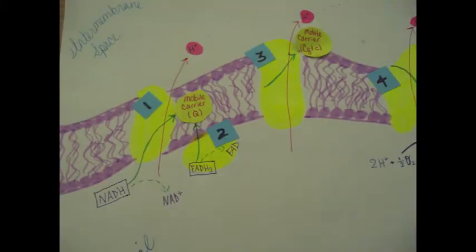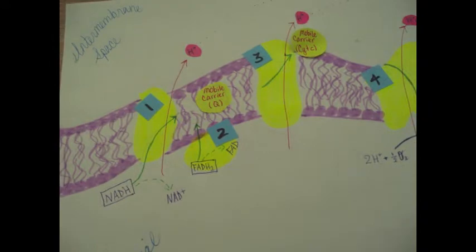In this first picture, electrons are being carried by NADH and FADH2 into proteins labeled 1 and 2, and those both get turned into NAD+ and FAD, and then they will be put back into the mitochondrial matrix and ready to accept more electrons.